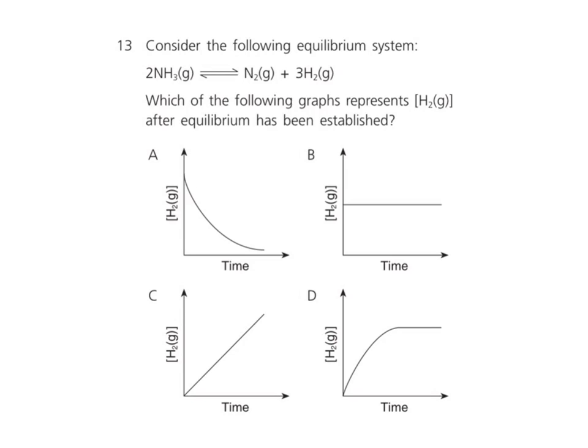Which of the following graphs represents hydrogen concentration after equilibrium has been established? It's a little bit of a trick question, maybe, but maybe not. After equilibrium has been established, the concentrations of everything, including hydrogen, stop changing. So choice B shows the concentration not changing over time, constant. Therefore, choice B is the one that would represent after equilibrium had been established.